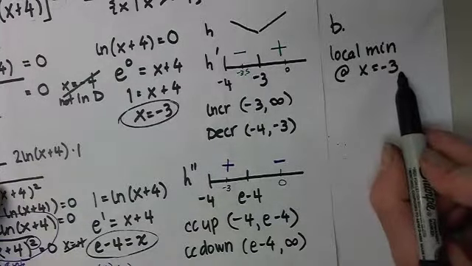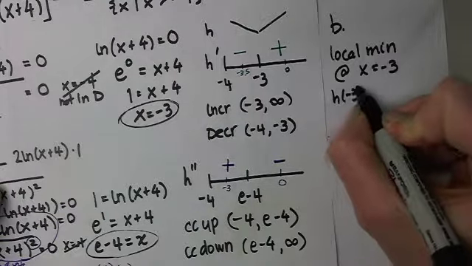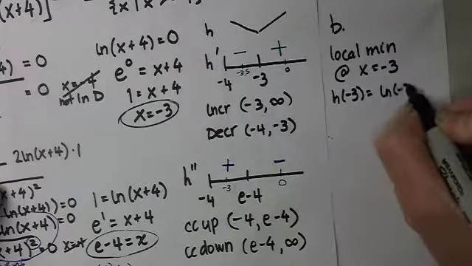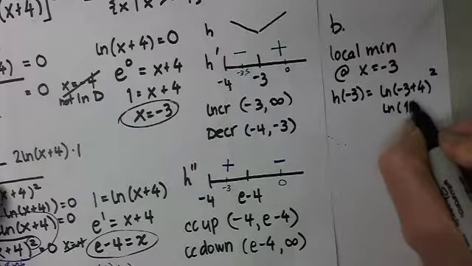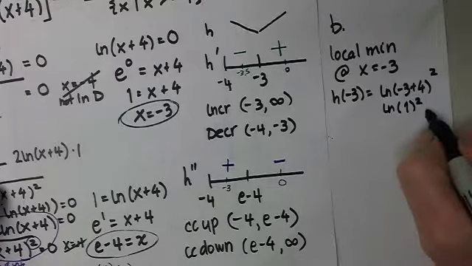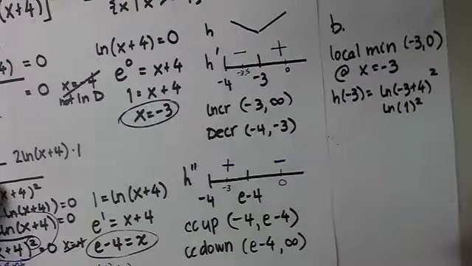Now when you plug -3 back into the very original function, h of -3, you get ln of -3 plus 4 squared, which is ln of 1 squared. ln of 1 is 0. So our local min is at -3, 0. There is no local max.